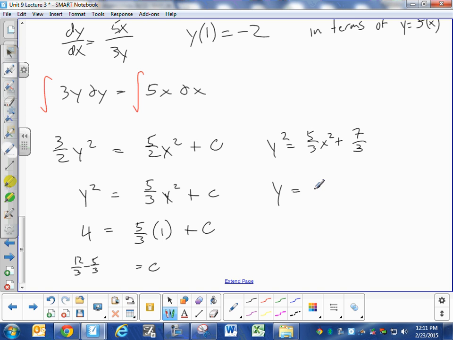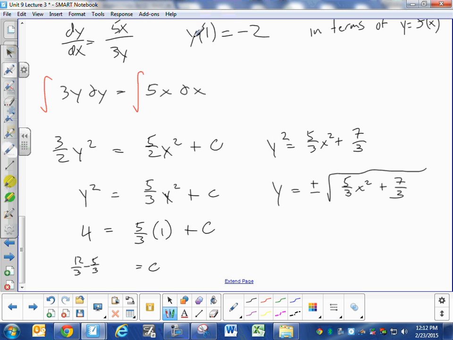Take the square root of both sides. I'll get plus or minus root 5/3 x squared plus 7/3. I look at my initial condition. I first realize that I have a plus or minus, so I don't have a function. I look at my initial condition.